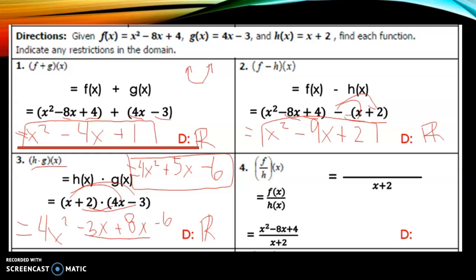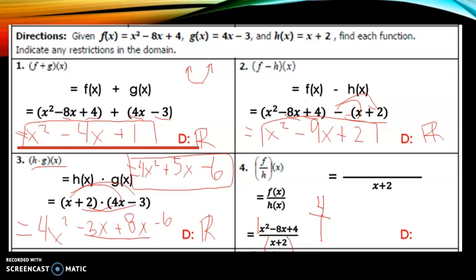So really, if I wanted to, I could put parentheses here, do not have to. Since it's a binomial, it's already by itself. Now on top, x squared minus 8x plus 4. Well, that's really a trinomial. A equals 1. So we want to find the factors of 4 that add to equal negative 8.